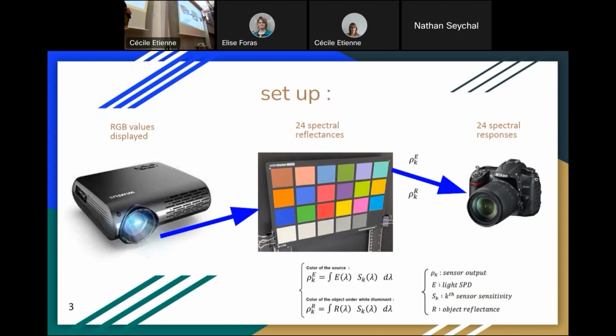And after that, with the camera, we register the values of red, green, and blue of the cyan color here under a white illuminant, and of the white square under some colored light.